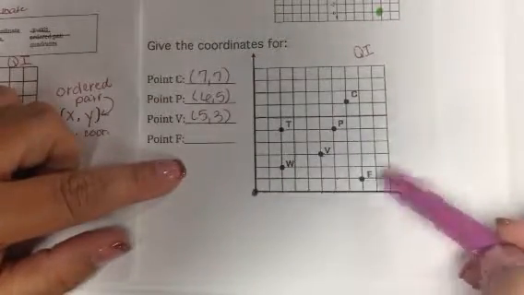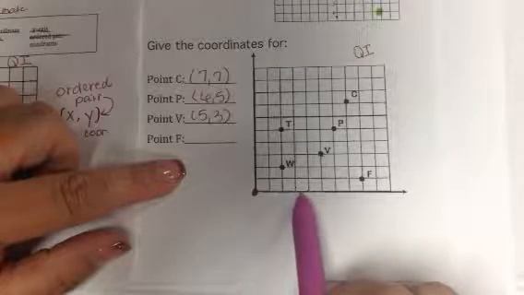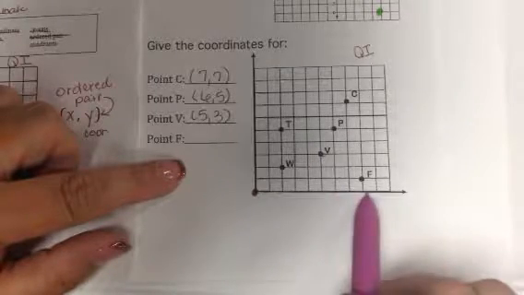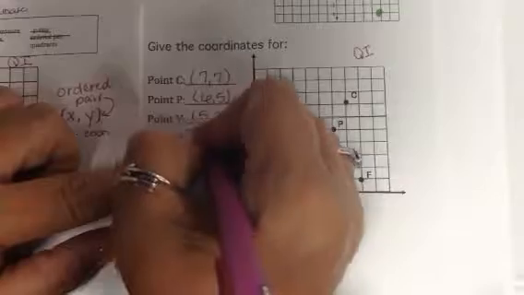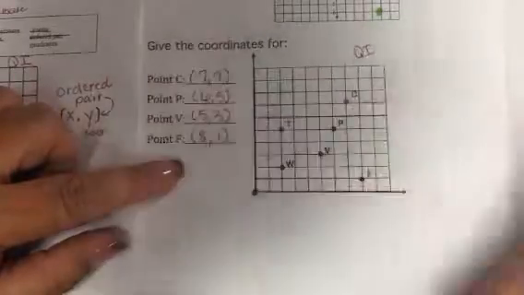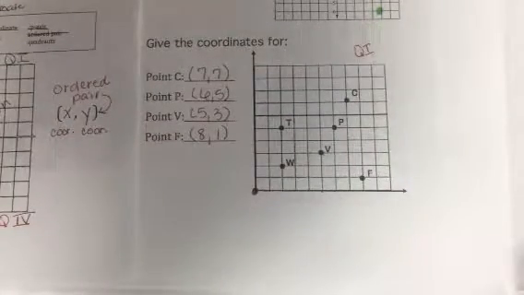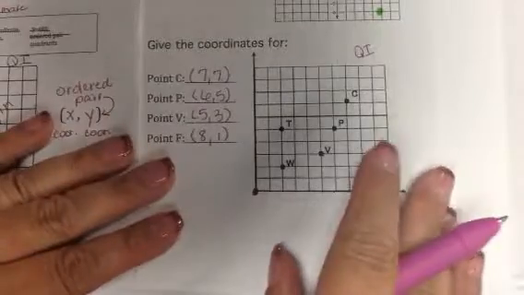And then F is way over here, so we're going to go 1, 2, 3, 4, 5, 6, 7, 8, up 1. So it's at 8 and 1. Remember, X is always first, Y is always second. Okay?